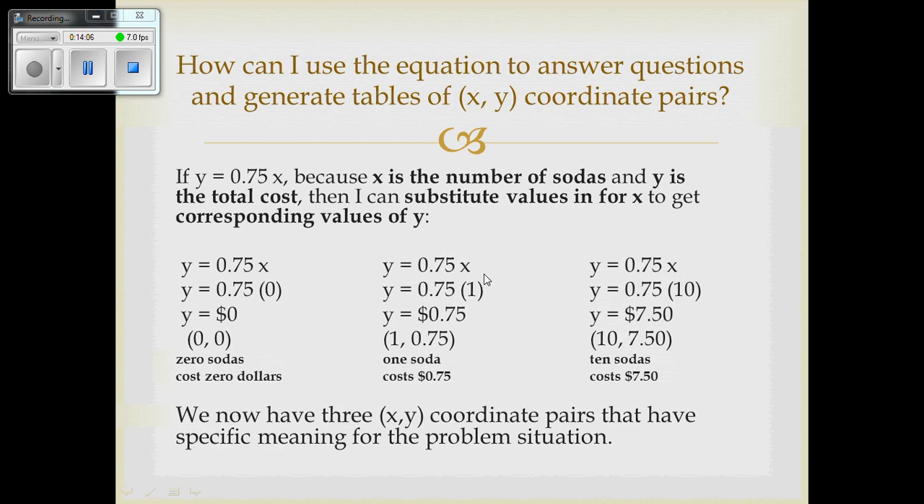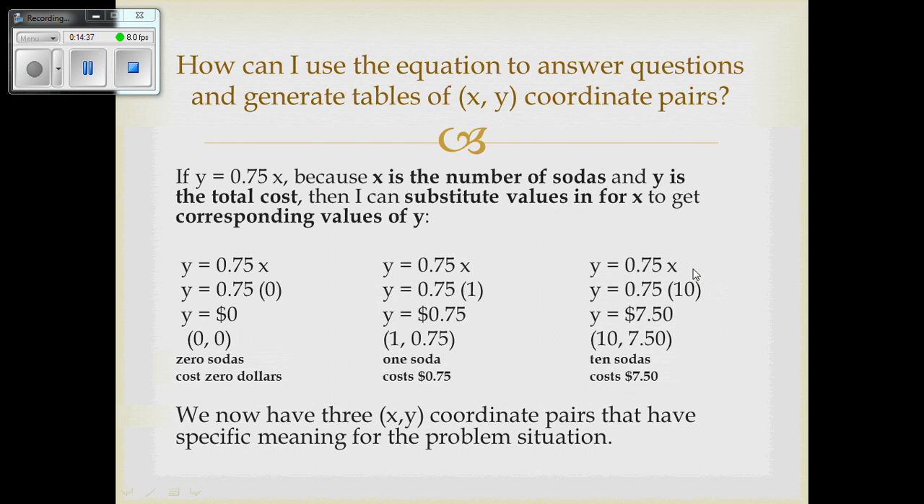In this second example here in the center, the substitution is for one soda. So the second line says 0.75 times 1. When you evaluate, you get 75 cents. And what I have found is another XY coordinate pair. If I buy one soda, it costs 75 cents.